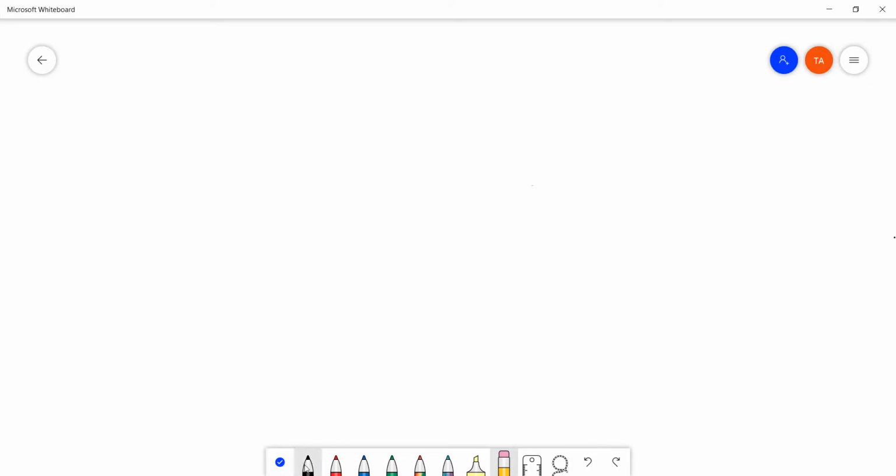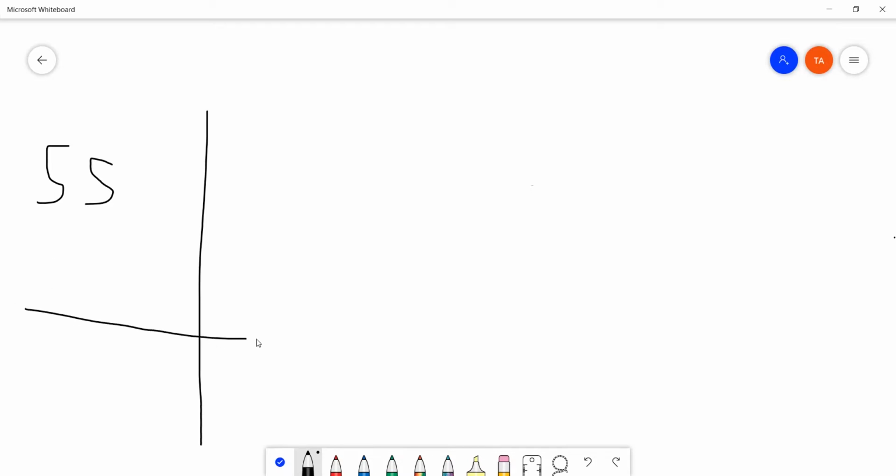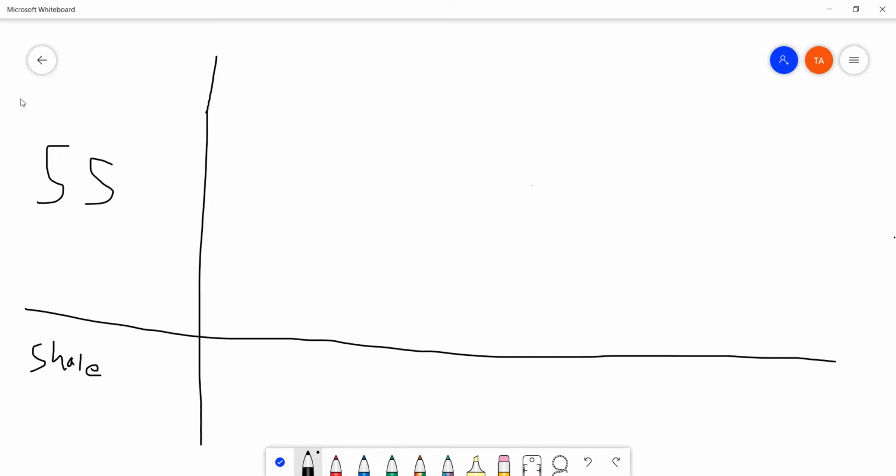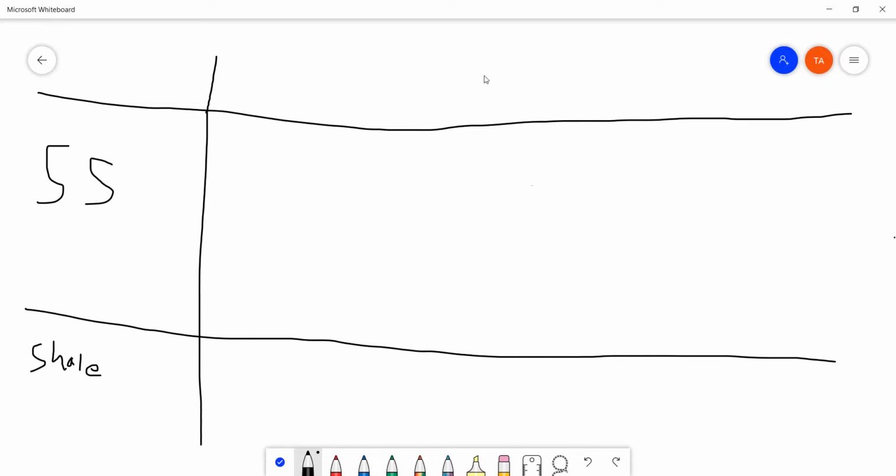So I'll suppose that I have sandstone here and shale right here. So we have two types of formations. And here I'll talk first about gamma ray. I'll explain what is gamma ray and how it works.